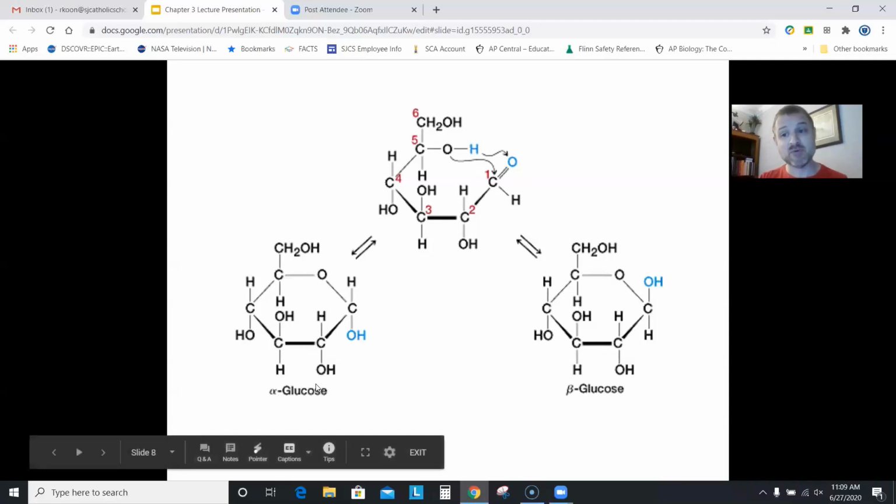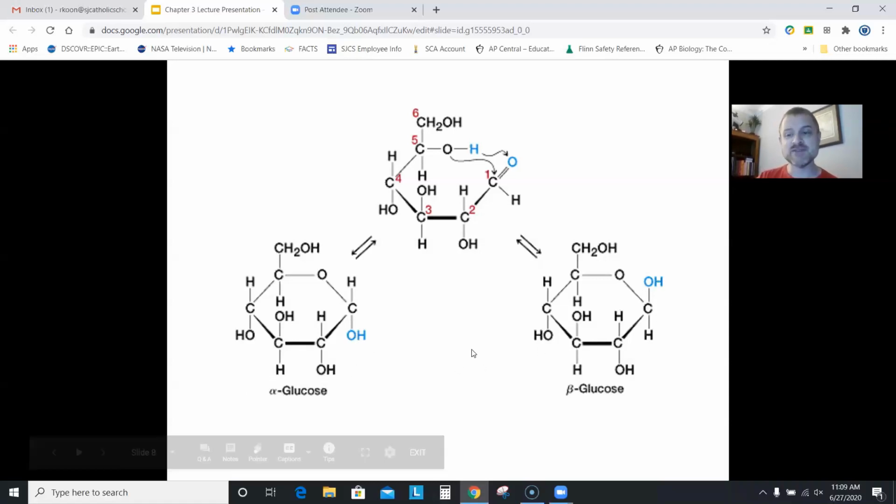And this is going to be very important later. I'm not just saying this for giggles. This is an important concept that we'll see an application of later, probably in video 2 of chapter 3. So the alpha form, the OH points down. The beta form, the OH points up. And notice the way this is drawn is correct.